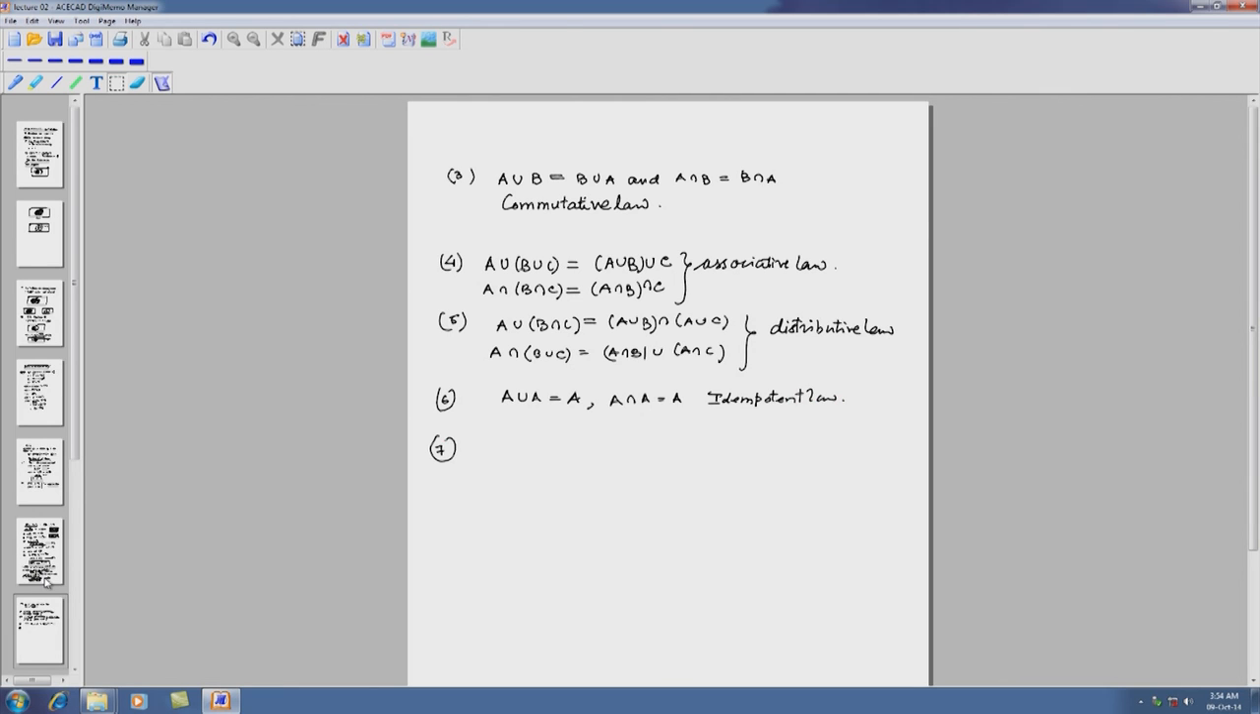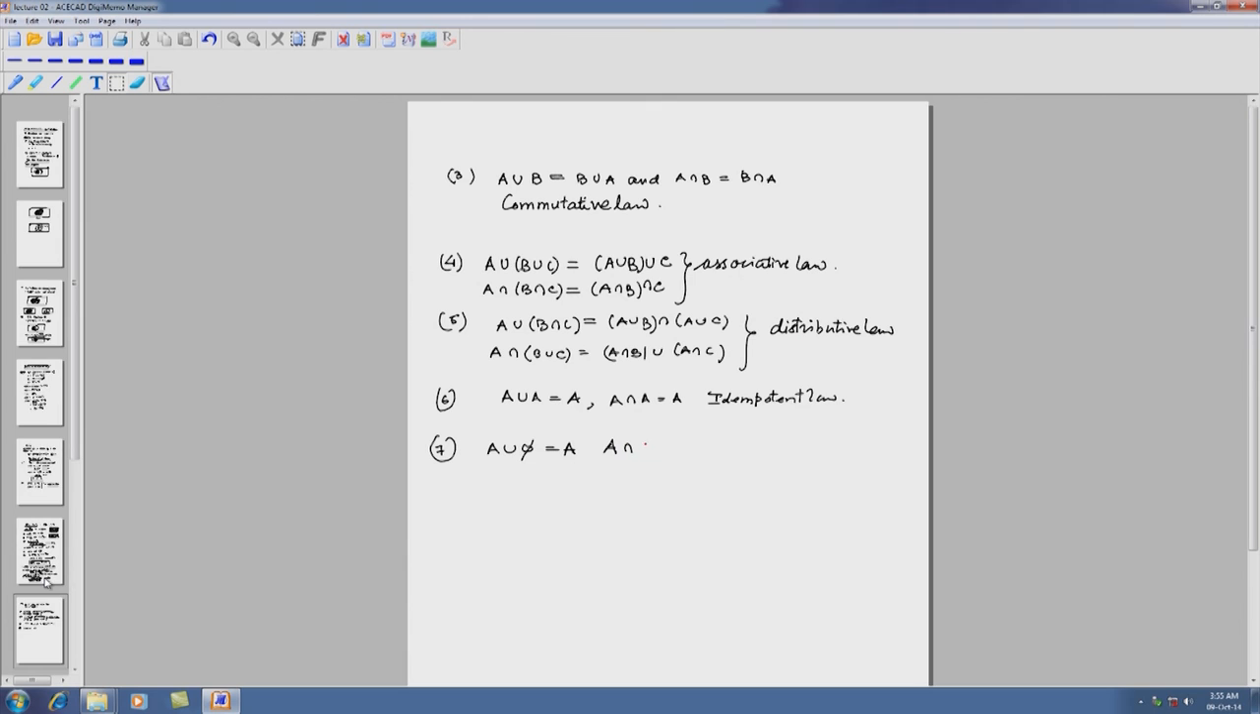Seven, A union phi equal to A, that is of course, if I take union of A to the set which has no element, then the result is A. Similarly, if I take A and take the intersection with the universe, then also I will get A. This is called identity law. A union A complement is U and A intersection A complement is phi. This is called inverse law.